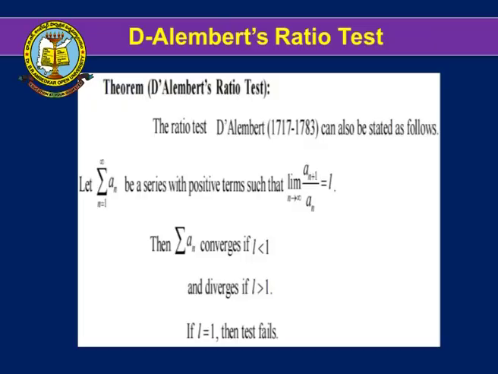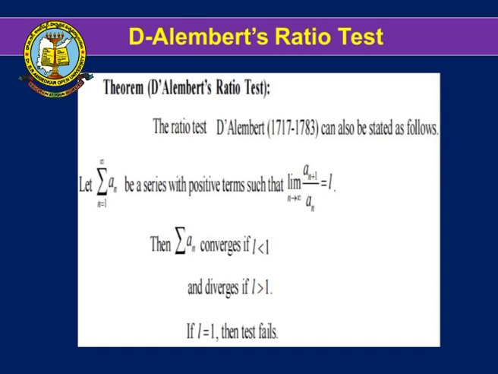Now, D'Alembert's ratio test. Here, in the 17th century, D'Alembert developed this test. Sigma n equal to 1 to infinity an is a series of positive terms. And if limit n tends to infinity an plus 1 by an equals L, then if L is less than 1, the series is convergent.